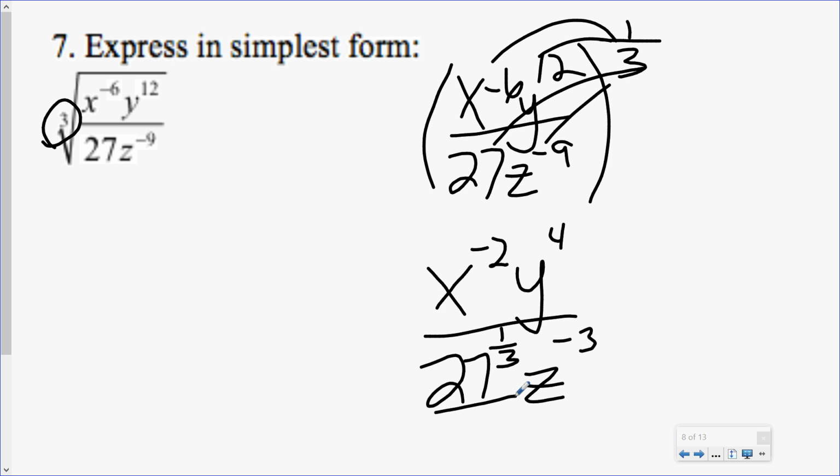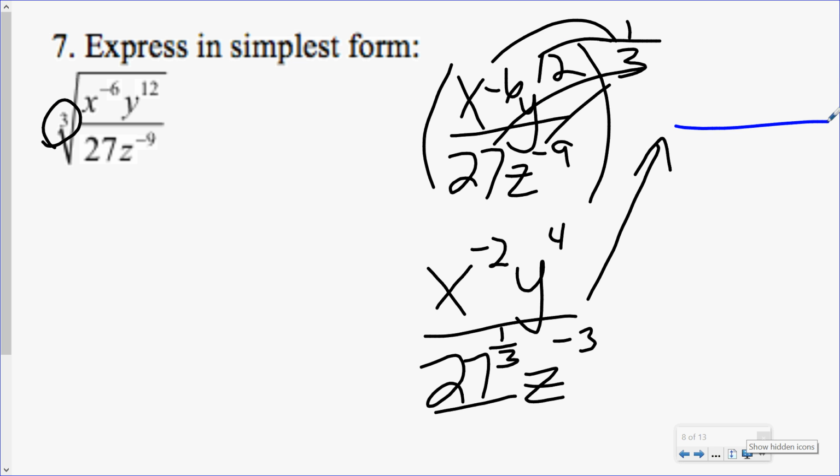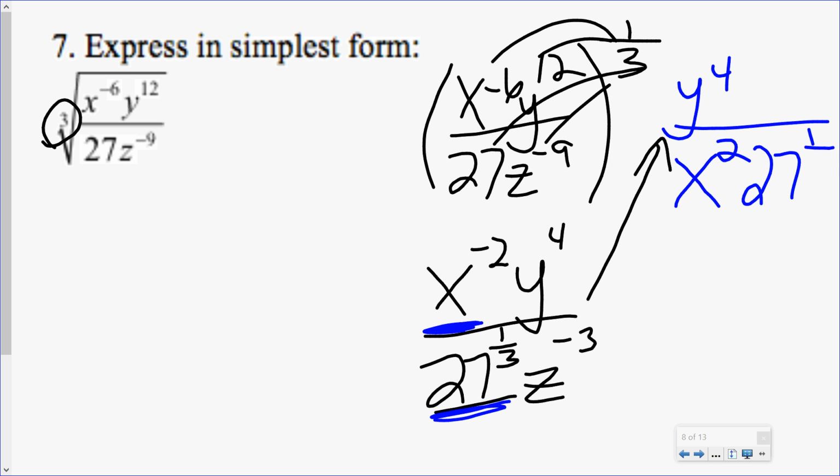Negative exponents are fractions. Use a different color. I see negative exponents, so I'm going to go through each thing, and I'm going to move what's being raised to the negative power. Is x being raised to the negative power? Yes, so it moves to the bottom. Is y being raised to the negative power? No, so it stays on top. Is 27 being raised to the negative power? No, so it stays on the bottom. Is z being raised to the negative power? Yes, so it moves to the top.